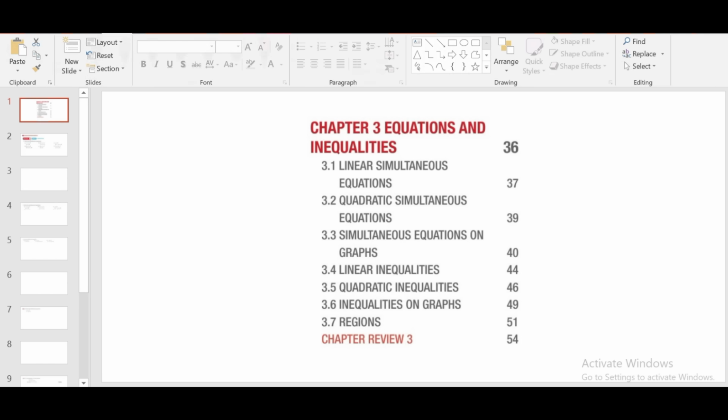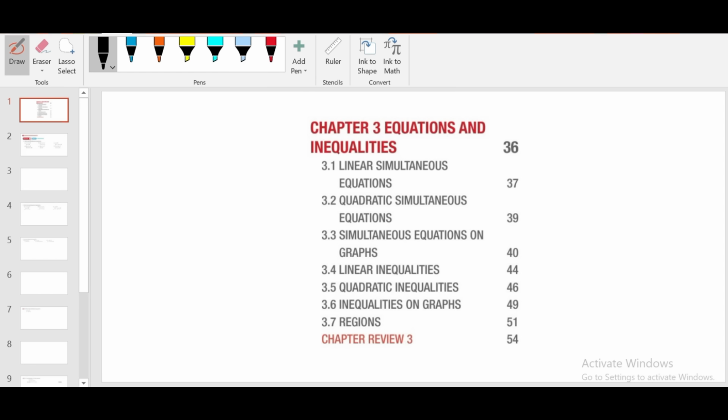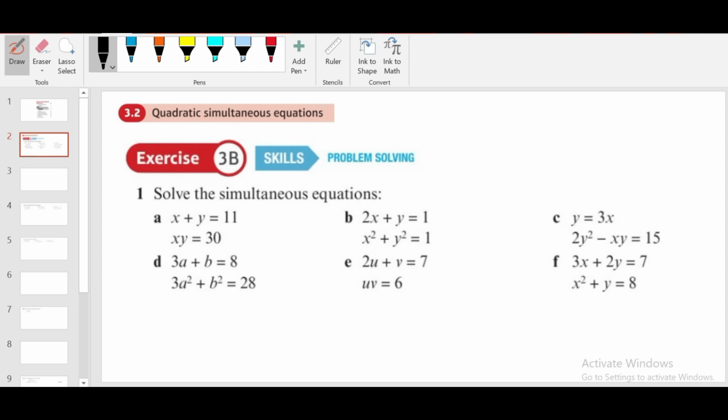We have completed 3.1. Now let's learn 3.2, quadratic simultaneous equations. What are quadratic simultaneous equations? I'm taking a question from exercise 3B to explain that.